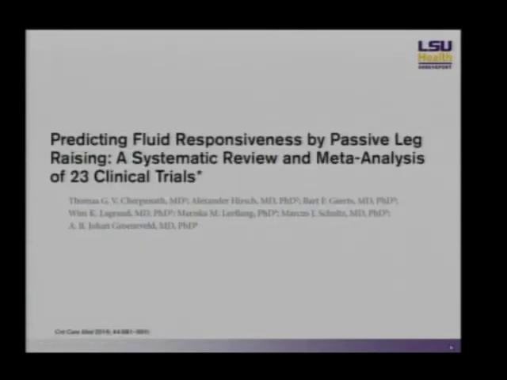Passive leg raise. We talk about it all the time. Well, maybe not all the time. We talk about passive leg raises. This particular article I include for you by Cherpanoff, just to say that there's many studies that are out there.